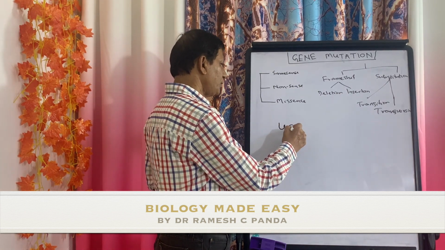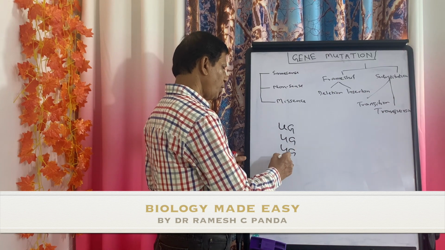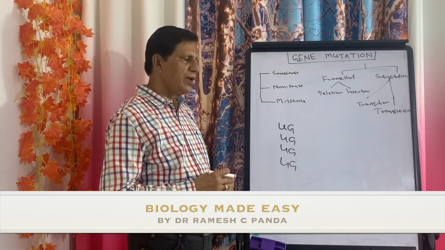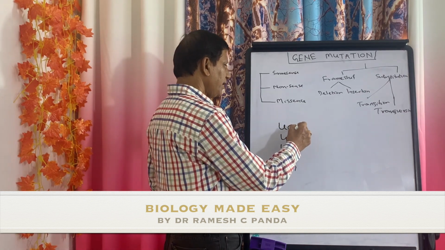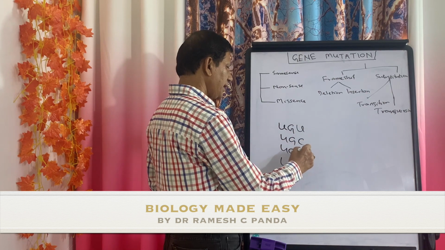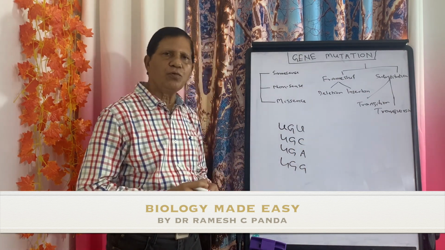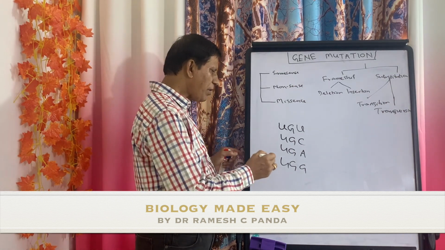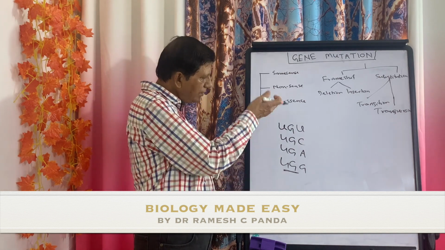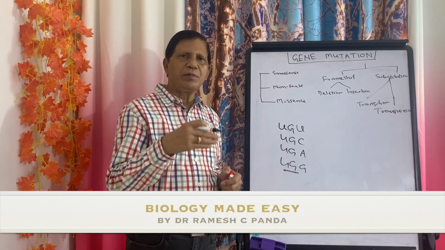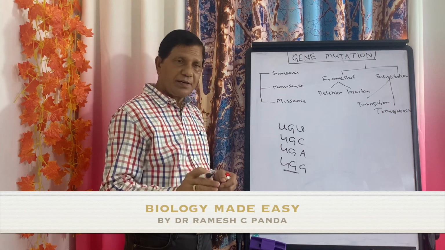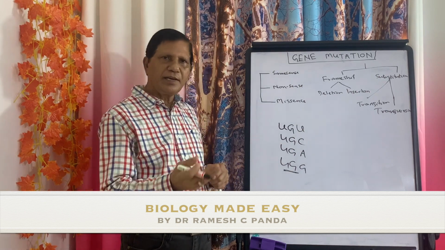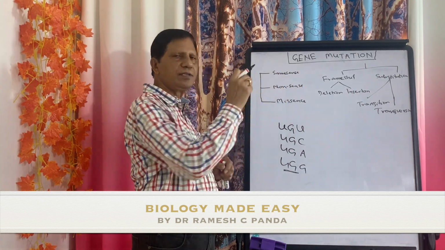Here I am writing UGU, four times I am writing this UG. Now we will write here U, C, A, G. So now there are four codons. If there is any change in the first two bases of any of the codons, the change will be drastic. But if the change takes place in the third base, then it may give rise to these three types of mutations.